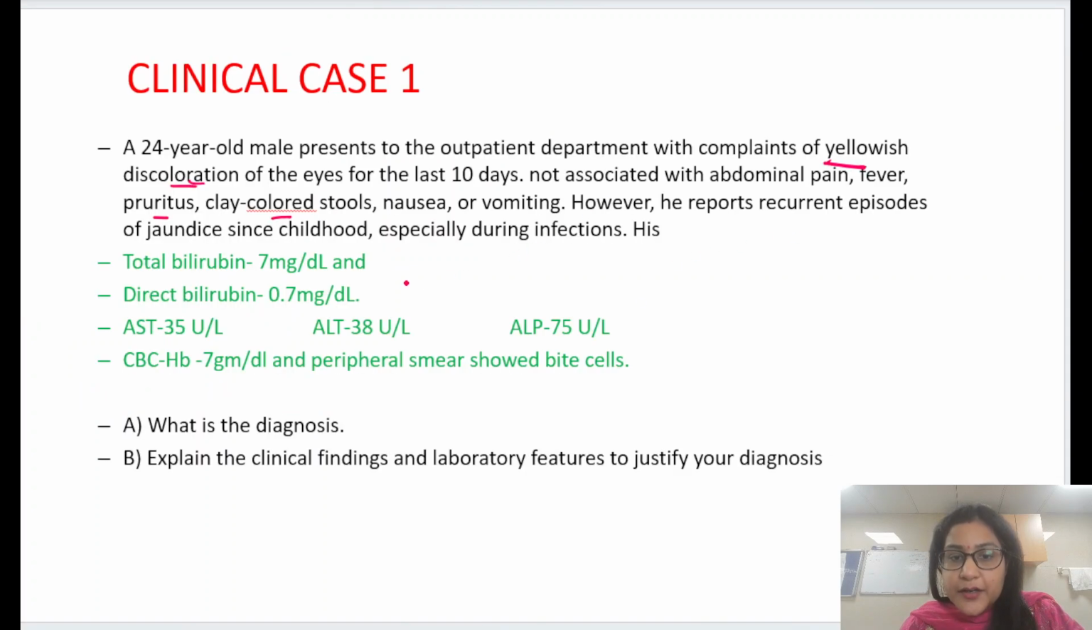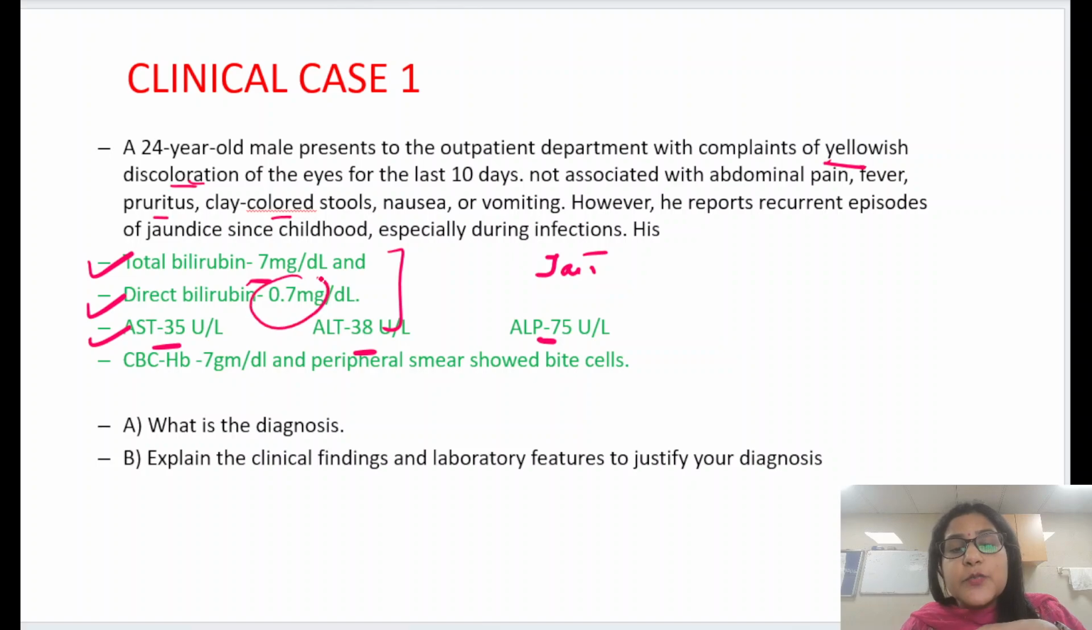Now the next part is that if you see the reports, the total bilirubin is 7, direct is 0.7, and the enzymes, all of them, are pretty normal. So what does it say? First you have to see the bilirubin values. Total bilirubin is raised, that is why we have jaundice. Okay, jaundice is for this. Next, the direct bilirubin is 0.7.